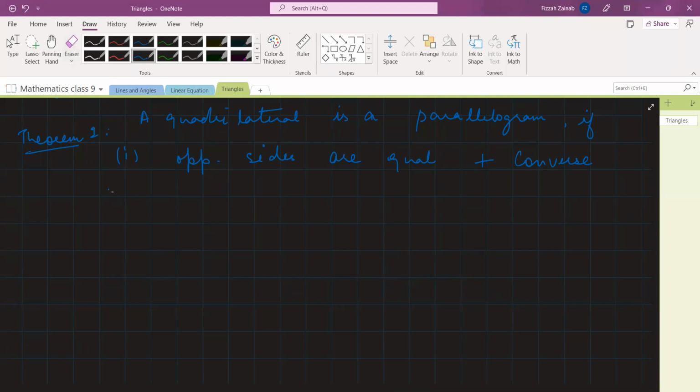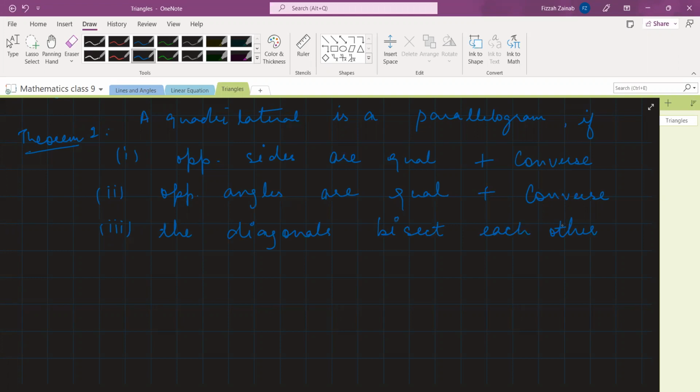Now second, opposite angles are equal. Okay, opposite angles only. Third, and plus converse. So if opposite angles are equal, then it's a parallelogram. If it's a parallelogram, then opposite angles are equal, right? Okay, third, the diagonals bisect each other. Important. The diagonals bisect each other.